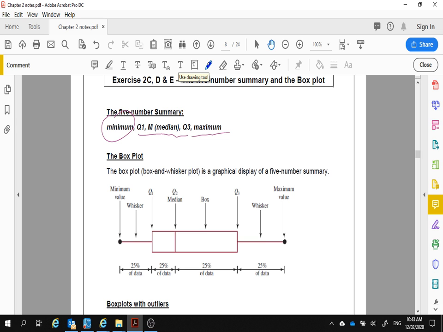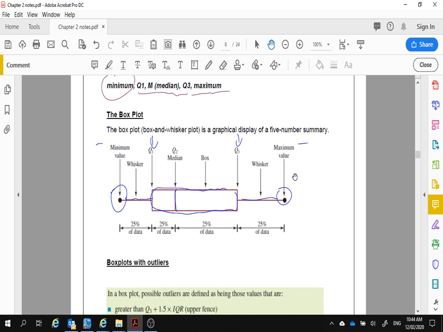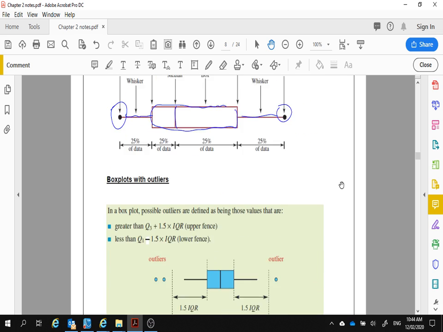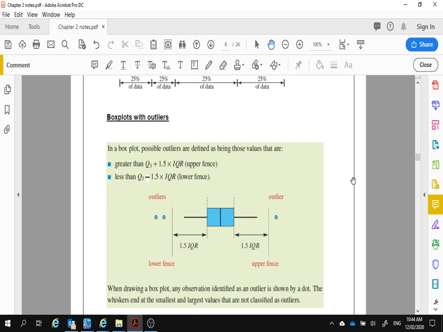Now, as the word says, it's a box in the middle, like this. Okay, you have the median, and these ones are Q1 and Q3. And then you have whiskers going to the minimum value. Now remember, this maximum and minimum value will change if there is an outlier. So when we have outliers and we need to work that out, we'll have the dot.